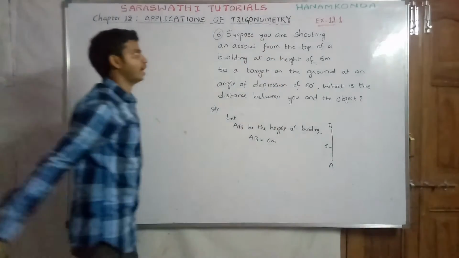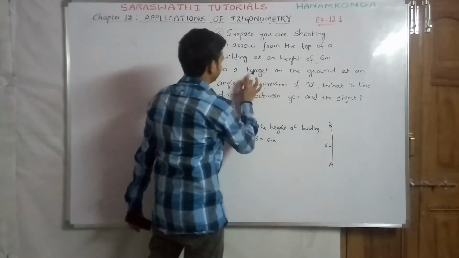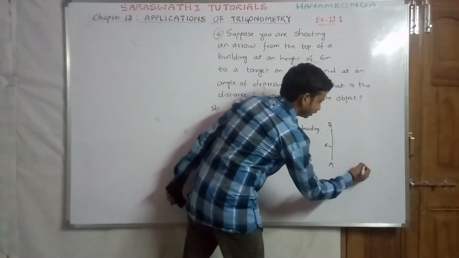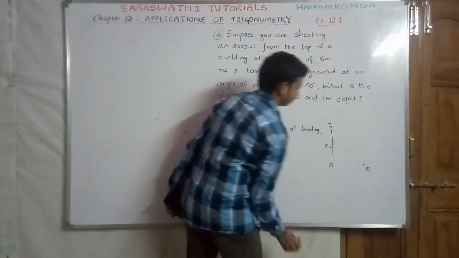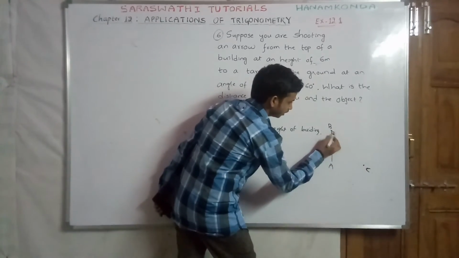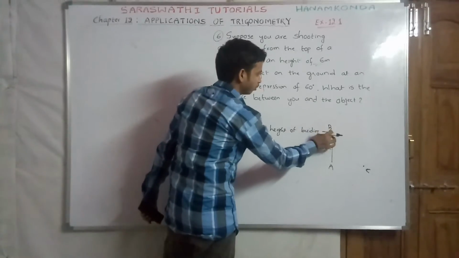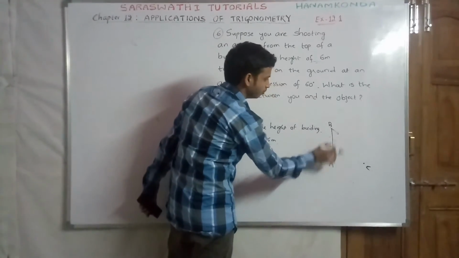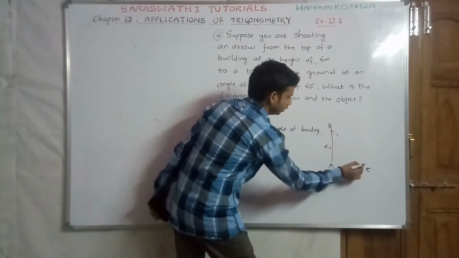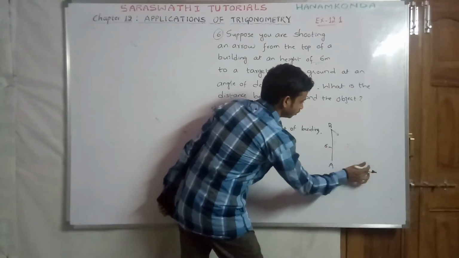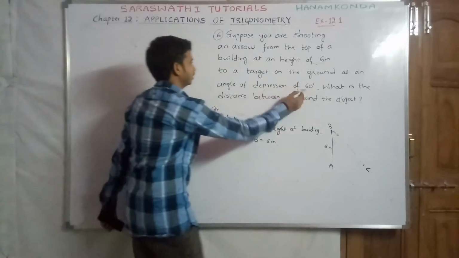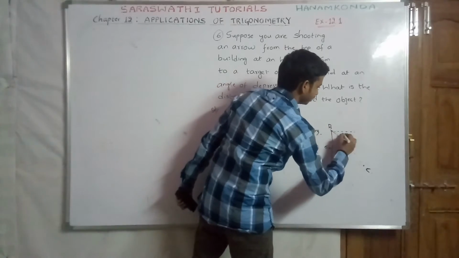Suppose you are shooting an arrow from the top of a building to a target on the ground at an angle of depression of 60 degrees. So let C be the target, the position of the object. You are shooting an arrow from the position B. A is the foot of the building and B is the top of the building. So you are shooting an arrow from the top of the building to the position of C. Here the angle of depression is given as 60 degrees. That means this angle is 60 degrees.